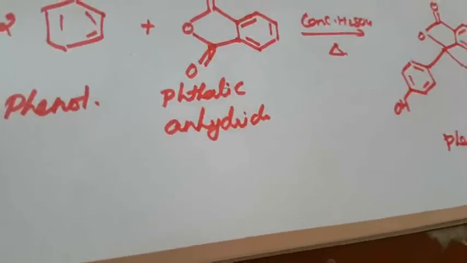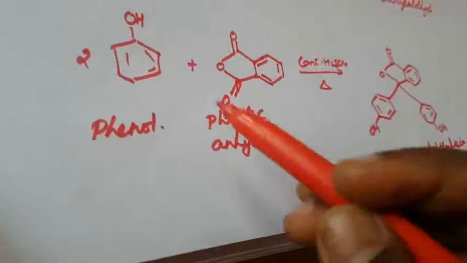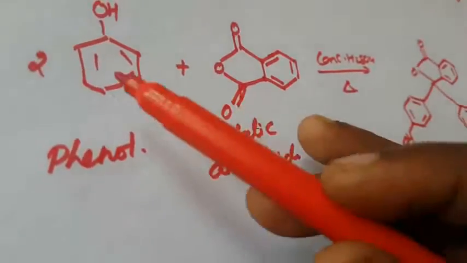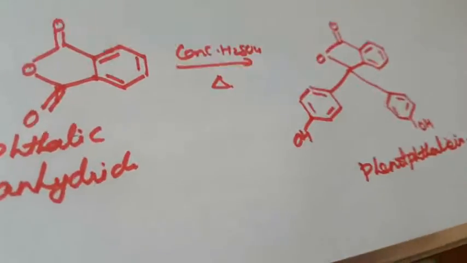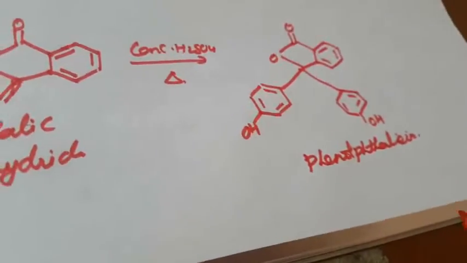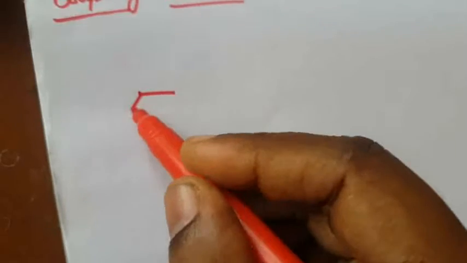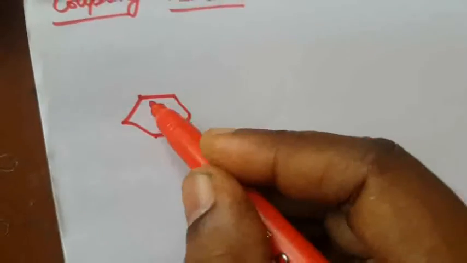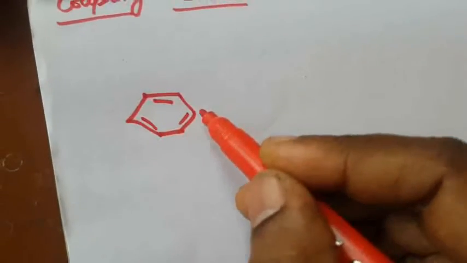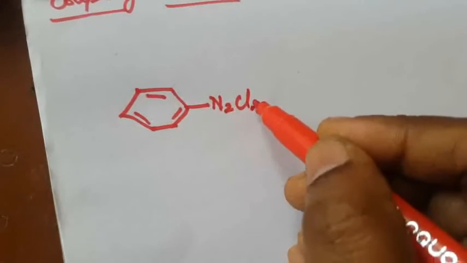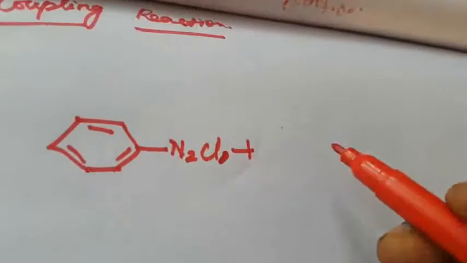Last time they asked a 2-mark or 3-mark question on the Thalein reaction: 2 molecules of phenol with phthalic anhydride. Instead of this double bond, 2 molecules of phenol are attached to this compound. Okay, so this is the Thalein, phenolphthalein. Next one is, what is meant by the coupling reaction? In the coupling reaction, phenol is coupled with benzene diazonium chloride. Okay, so this is the phenol structure. This is the benzene diazonium chloride, that is Cl, plus again reacting with phenol.